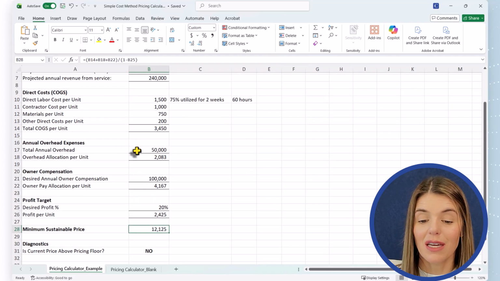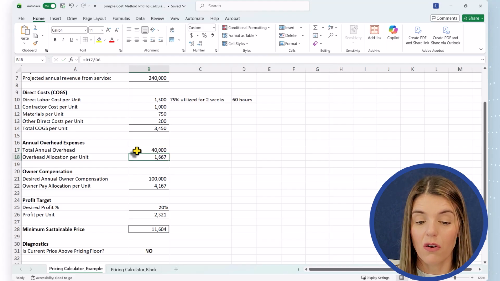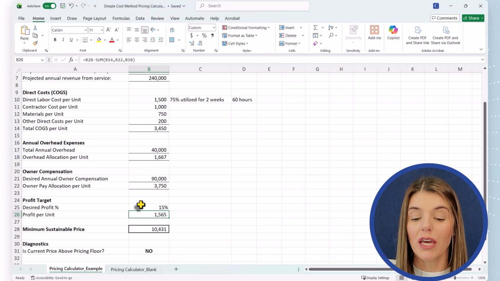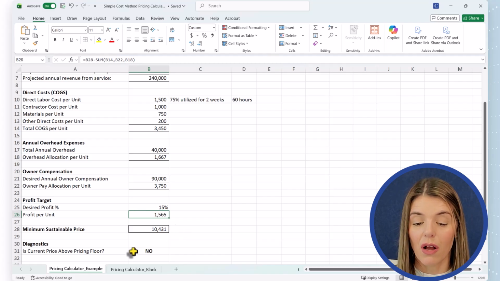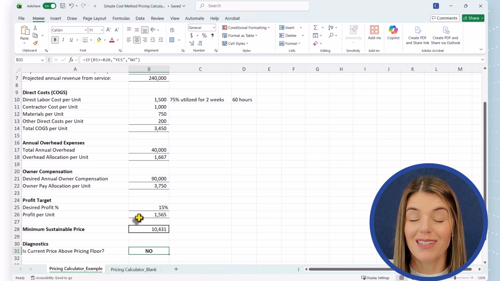Now, if we did things like, hey, maybe we were able to reduce our overhead by a little bit, and maybe the owner doesn't need 100,000, maybe they just need 90,000. Then we can go in here and say, okay, maybe the minimum sustainable price is different. Maybe we don't need a 20% profit margin when the owner is making this much. Maybe we can make this 15. So the calculator will adjust for you, but all of these things are still indicating, even if we bump all those things down, that the pricing they did have was still not enough to cover the costs.